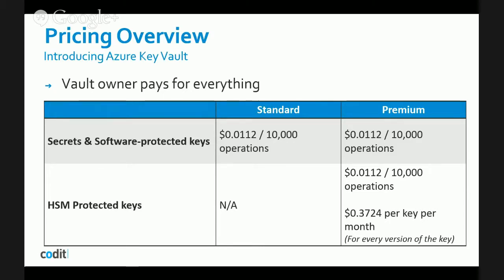Important to know is that if you're using premium and HSM keys, you need to pay per key, per version, a 37 cents addition to the operations you're performing on them. So it's a difference with software keys. If you really need the security of using HSM keys, you will pay a lot more for them.